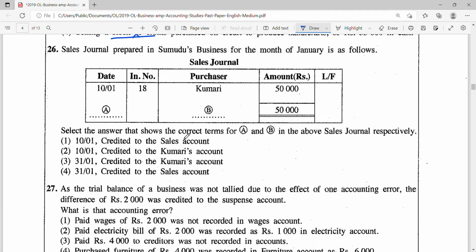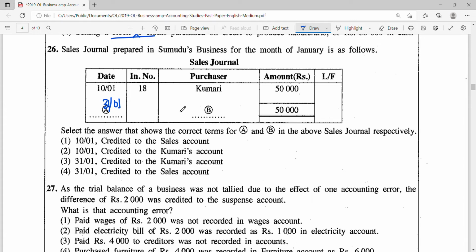Question 26. Sales journal prepared in Sumudhu's business for the month of January is as follows. Select the answer that shows the correct terms for A, B in the above sales journal respectively. So you can see they have recorded a transaction, but in this particular transaction they are closing it up, they are balancing it up. So A is probably a month end that we are looking at. So here it can't be the same date, it has to be a month end. So 31st of January is a probable date, yes.